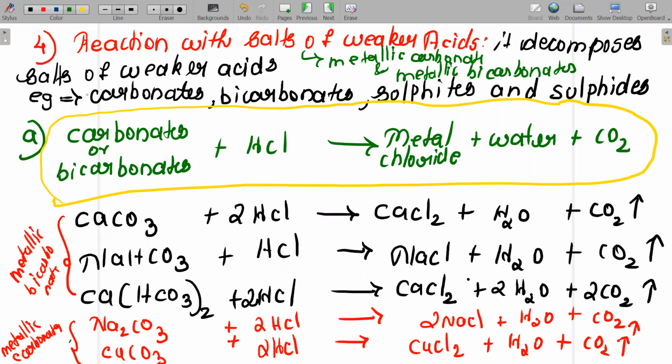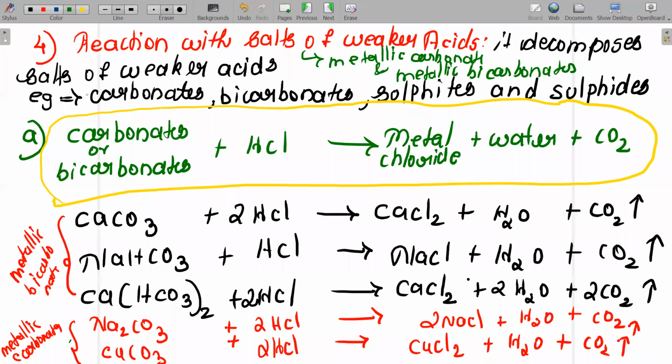Now another example, children. Let us take metallic carbonates and check whether my equation satisfies this condition also. For example, the first metallic carbonate, I'm selecting Na2CO3. Into Na2CO3, I'm adding HCl, and I'm getting sodium chloride, H2O and carbon dioxide, right? Another one, CuCO3. Into that also I'm introducing HCl, and I'm getting CuCl2 plus H2O plus CO2. From all these reactions, we understood that whenever a carbonate or a bicarbonate reacts with HCl, you will get that particular metallic chloride plus water plus carbon dioxide.